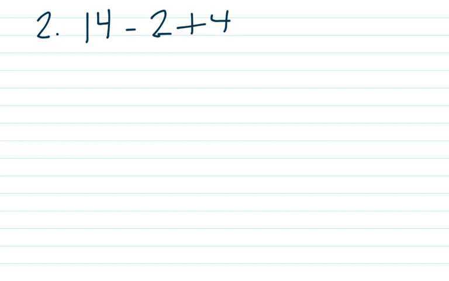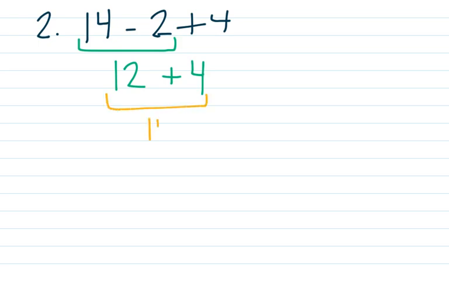Okay, so the right way that we're going to do this is working from left to right. So we're going to take this first operation of 14 minus 2 and we'll get 12. And to that we'll add 4. And so 12 plus 4 results in 16. And that's your answer.